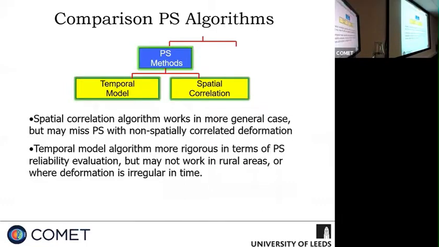So those are the two main PS methods. The spatial correlation method works for the more general case, so it works better in rural areas and doesn't make any assumption on the velocity model. But you need to have deformation that's spatially correlated. If one point is moving and all the other points are not, probably nothing. The temporal model is more rigorous, so you can extract individual points that are not spatially correlated, but it doesn't work very well in rural areas, and it doesn't work very well if the deformation doesn't follow the model you assume.